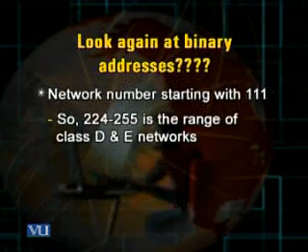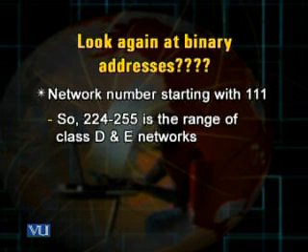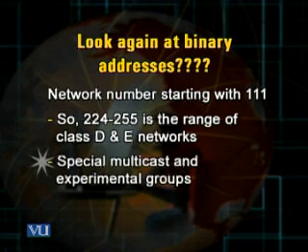For class D and E networks, the rule is that they would start in the beginning by the digits 111, and if we make the calculation, then we find out the range for D and E types network is from 224 to 255. Remember that these networks, D and E type, they are used for special multicast and experimental groups. They are not for general public use.